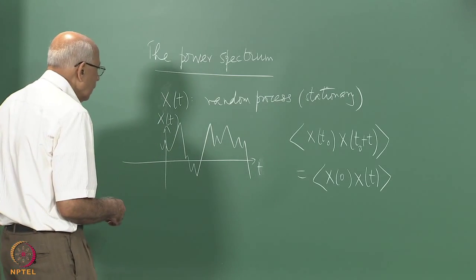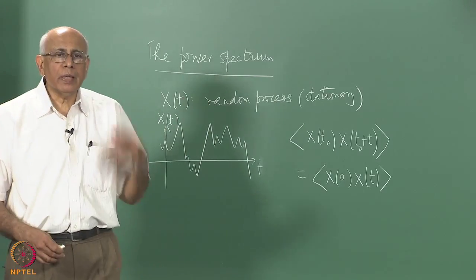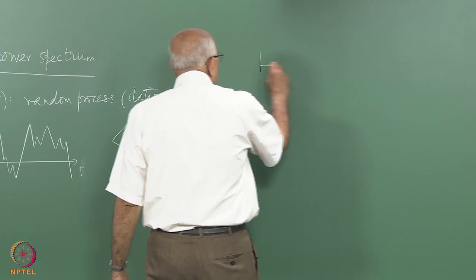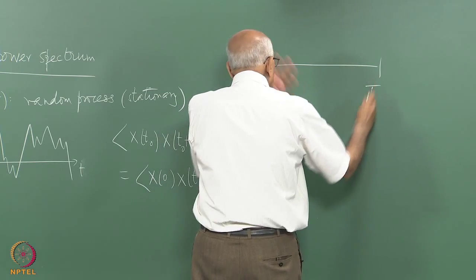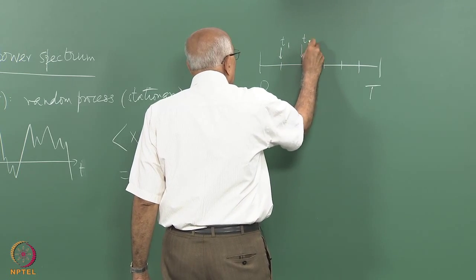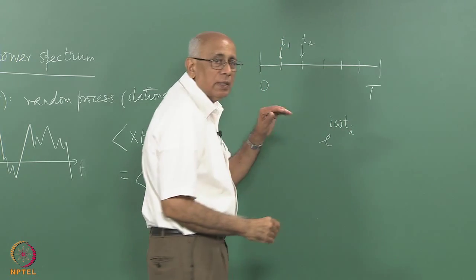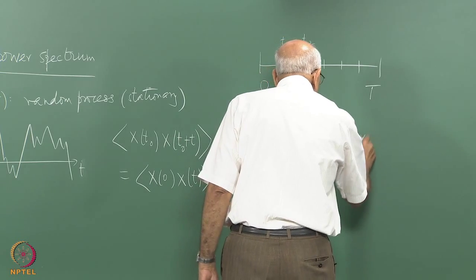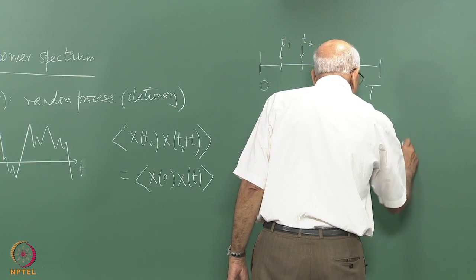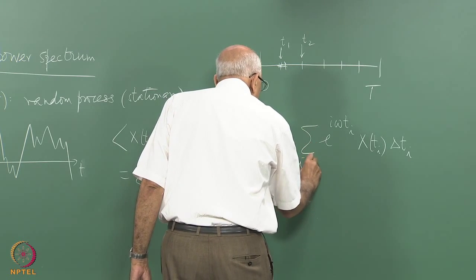So what one does is to take this thing and look at it over a long period of time. So here, 0 to T, some long interval of time, you look at it at various instants of time, so this is t1, this is t2 and so on, and compute e to the power i omega t_i at those instants of time, multiplied by x of t_i. You have sampled it at those instants of time, times some infinitesimal interval of time around it in this fashion, and you sum over this i equal to 0 to n.